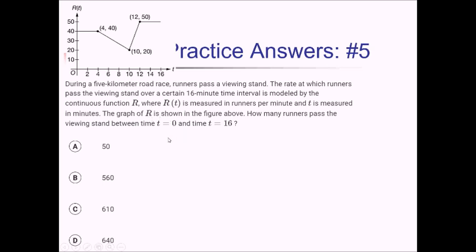So we need the integral from 0 to 16 of r of t dt, which, since we have a graph of this, we just basically need to find the area under this curve. We've got 1, 2, 3, 4 different shapes we're going to have to add up here. The first shape is a rectangle from 0 to 4. So we have a base of 4 times a height of 40.